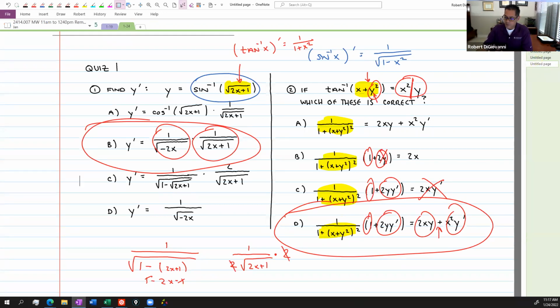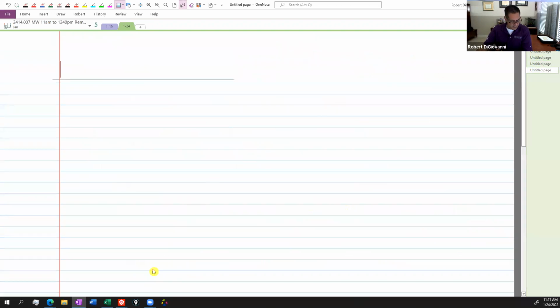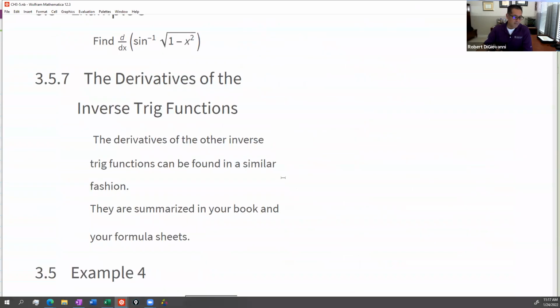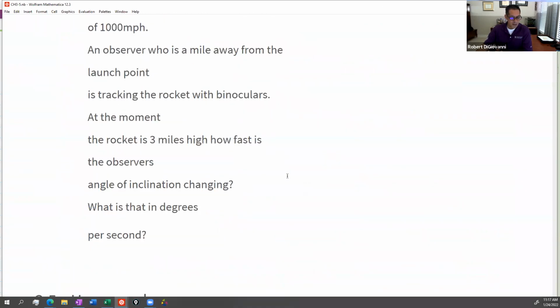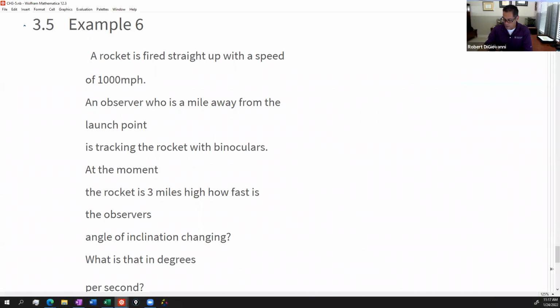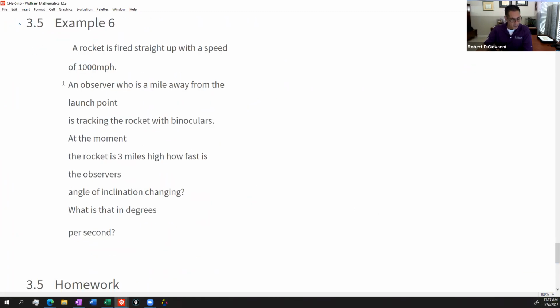All right. We move on to today's material then. I have lecture notes that I'm going to bring up. 3.5, there was one problem at the end we didn't have a chance to do. And that's this problem with this rocket being fired. So I wanted to take some time to go through this one.